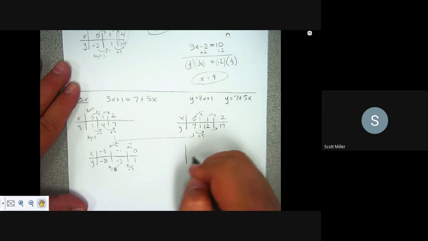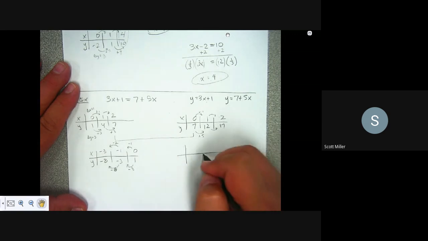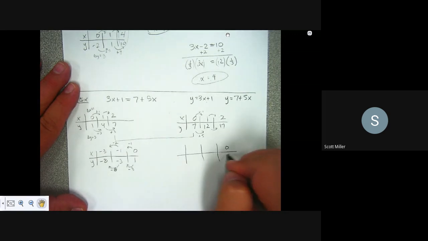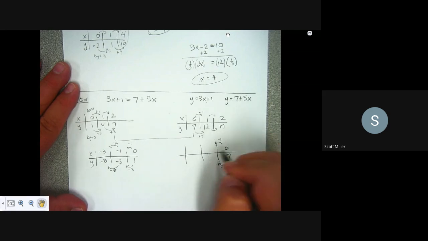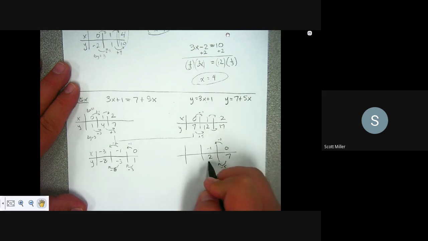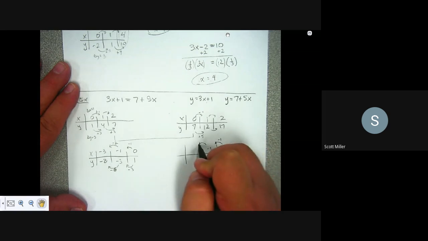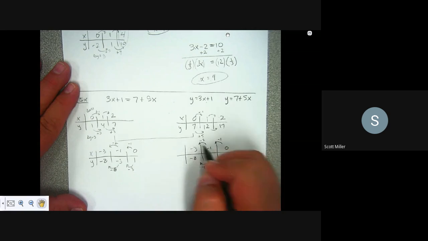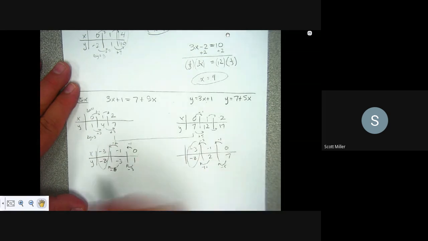And then this one over here, here's the 0, 7, and minus 5, minus 1. And then minus 10, minus 2. This gives me the negative 8, and this gives me the negative 3. And we can see that we have the solution right there.